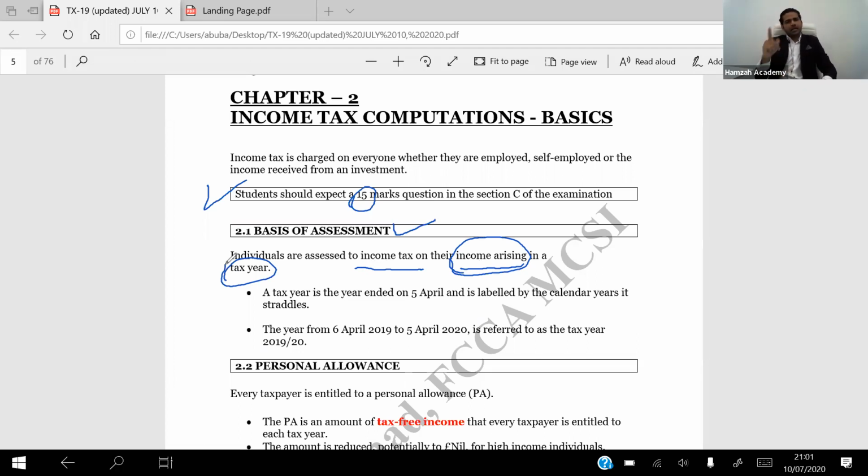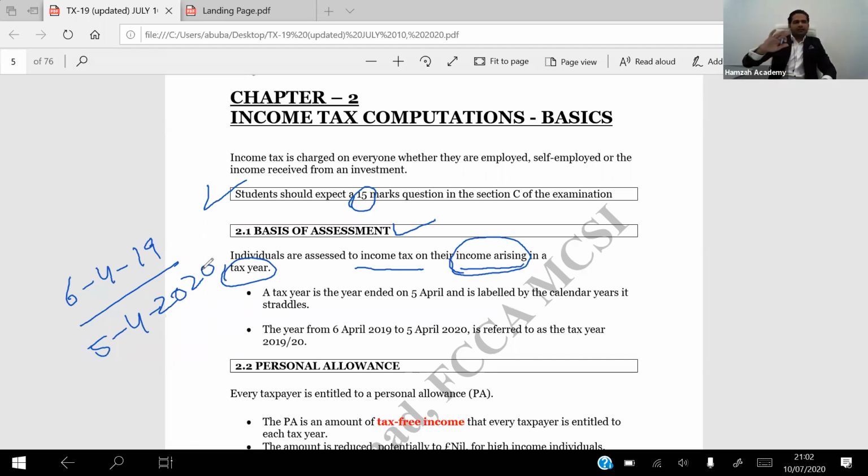What is a tax year? It's not 1st January to 31st December. In my opinion, it has a very awkward date. I never liked this date. I don't know why they have this one, but it starts from 6th of April every year. Let's just say 2019 to 5 April 2020. These are your dates. This is the 2019 and 2020 tax year.